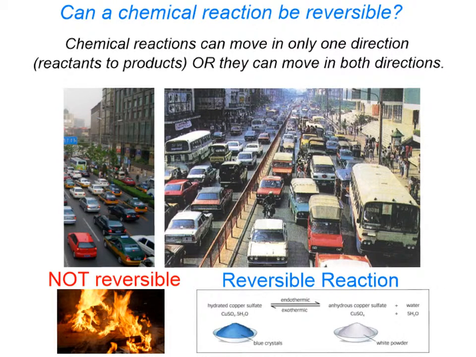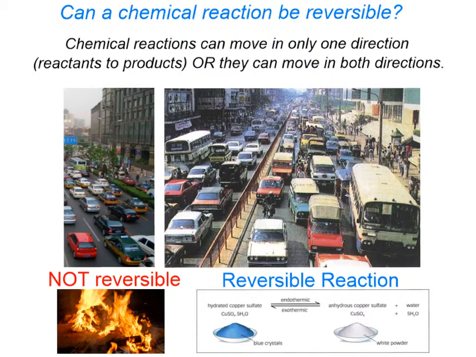Now let's take a little look at reversibility. Can a chemical reaction be reversible? We've talked about this a little bit before, but yes, indeed, they can. We can actually have chemical reactions that move in only one direction. An example for that would be, obviously, this combustion reaction. It is not reversible, is it? Kind of like traffic only going in one direction. It will not go back into those nice little logs that you started out with.